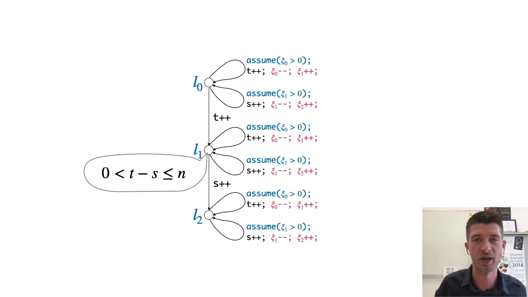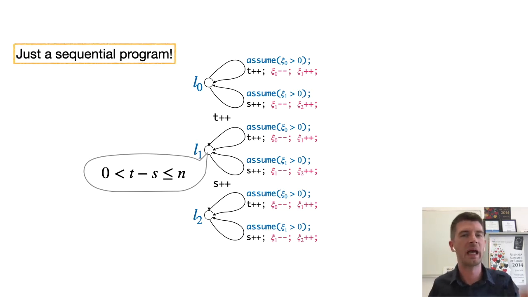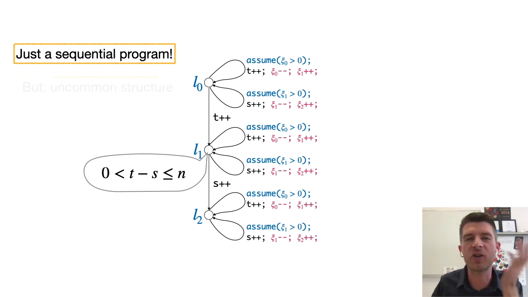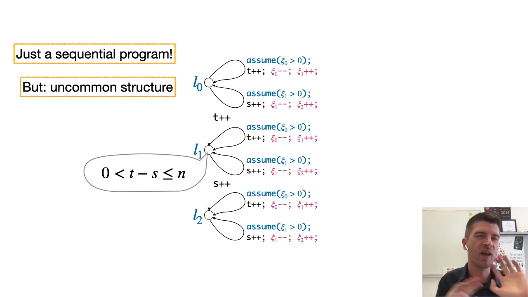Let's go back to our example. Now this was perfect, right? It was just a sequential program. We know how to model check. But unfortunately, it has kind of uncommon structure. It comes with these many self loops, and this is nothing any software engineer would ever write.